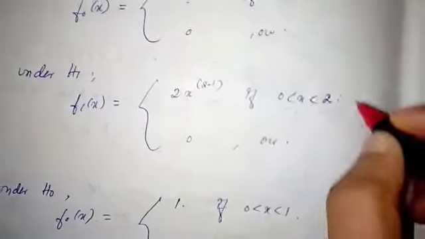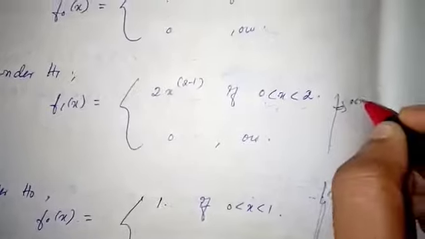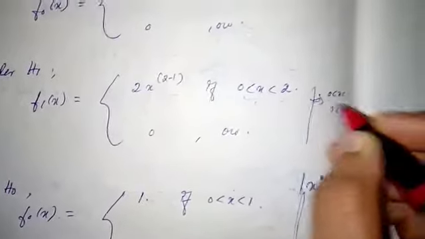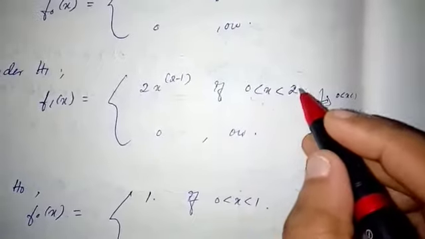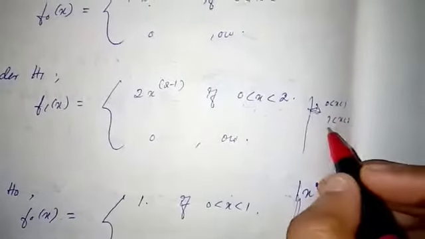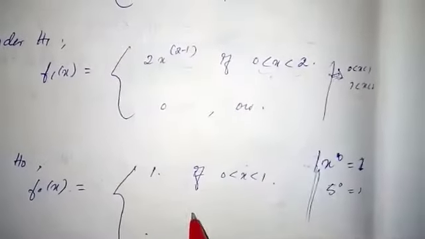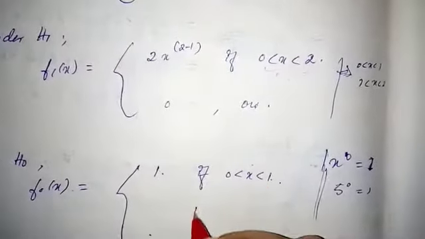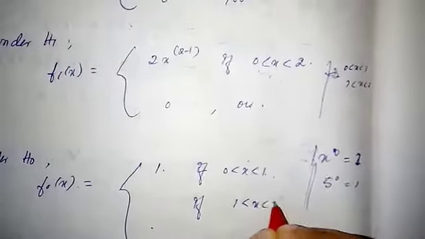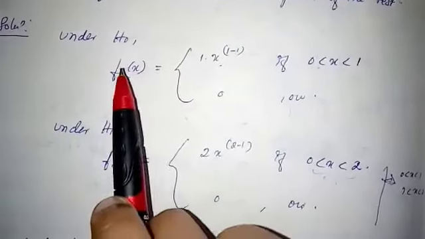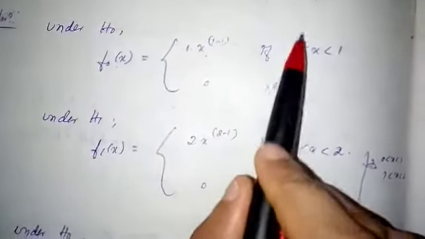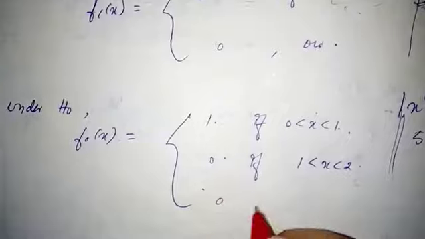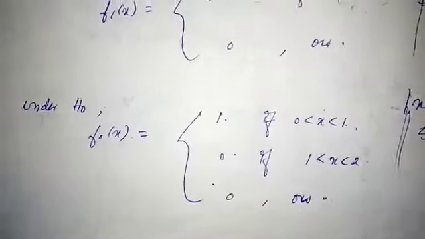And also here we need to split this range. We can split 0 less than x less than 2 as 0 less than x less than 1 and 1 less than x less than 2. So in the null hypothesis, f0(x) equal to 1 if 0 less than x less than 1, and for 1 less than x less than 2 it is 0, and 0 otherwise.